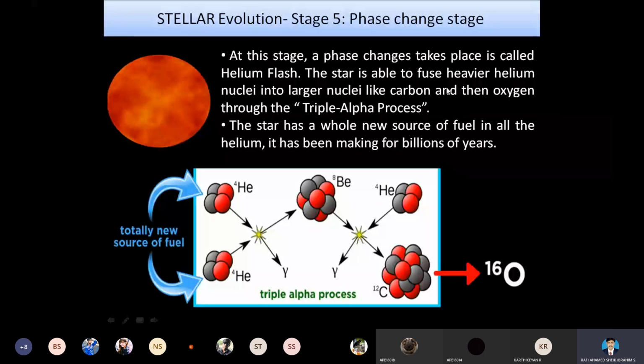In the helium flash, the star is able to fuse helium nuclei into larger nuclei like carbon and then oxygen. So this will be the third stage. The first stage is the hydrogen formation. The second stage is the helium flash. Then the helium gas starts to burn out, and when the helium gas is completely eliminated, it results in the formation of carbon and oxygen. This process is called the triple alpha process. The star has a whole new source of fuel in all the helium, and it will burn for billions of years. So here we can see that process.